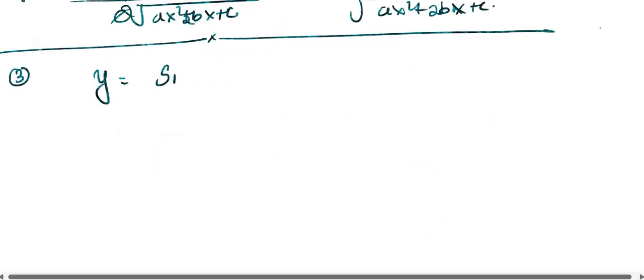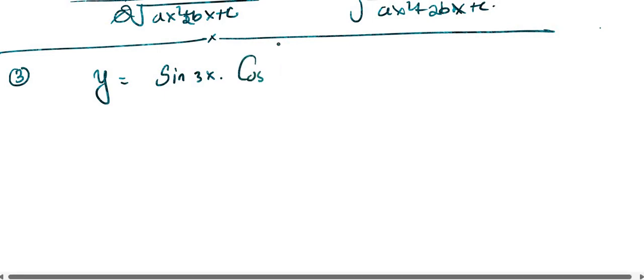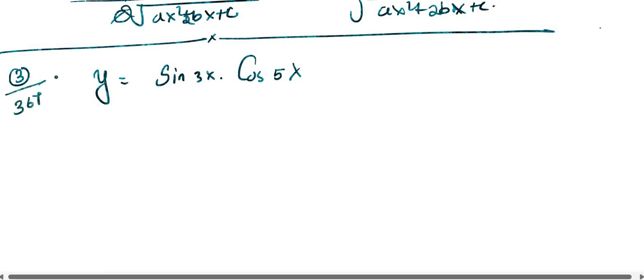Here is question 3. It says y is equal to sine 3x into cos of 5x. This you will find on page 367. Copy the question. So here I can apply quickly. This is clearly the first function and this is the second function. This is looking like u into v.